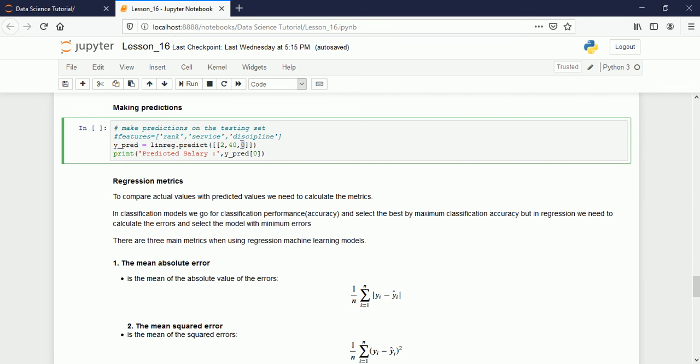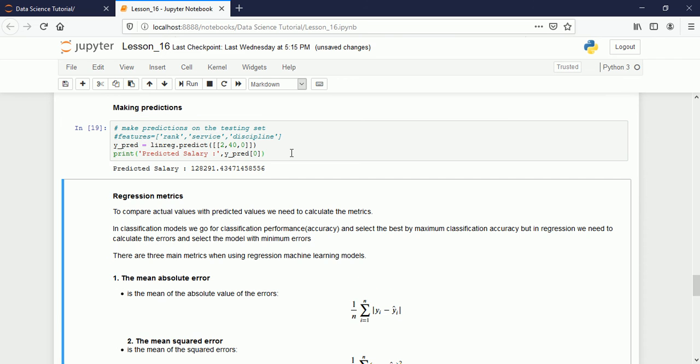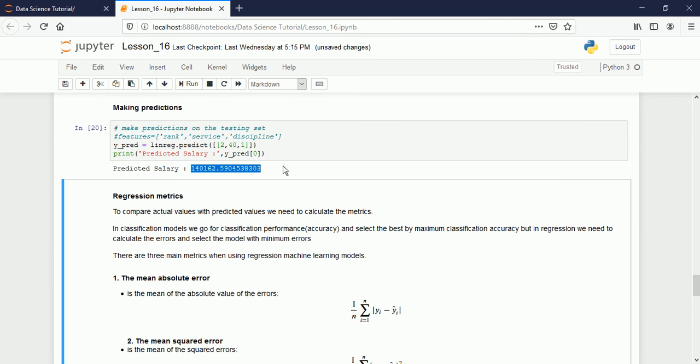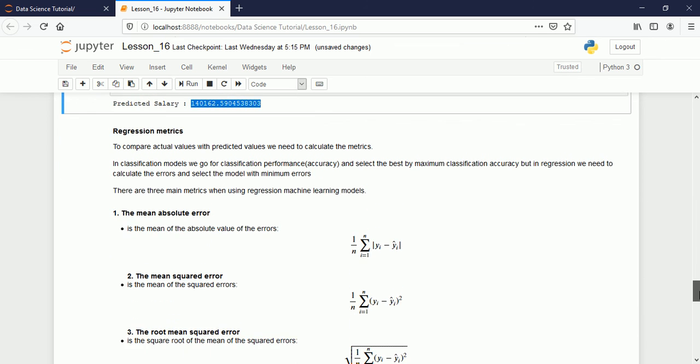Discipline was 0 and 1, if you remember, and service had a series of numbers, and rank was converted into numbers. 2 means professor, 1 means associate professor, and like that we use dummy variables here. So based on these features, the model is predicting this will be the salary of the person if the rank is 2, service is 40, and discipline is 0. You can change these values and see different values here. The model is predicting different response values.